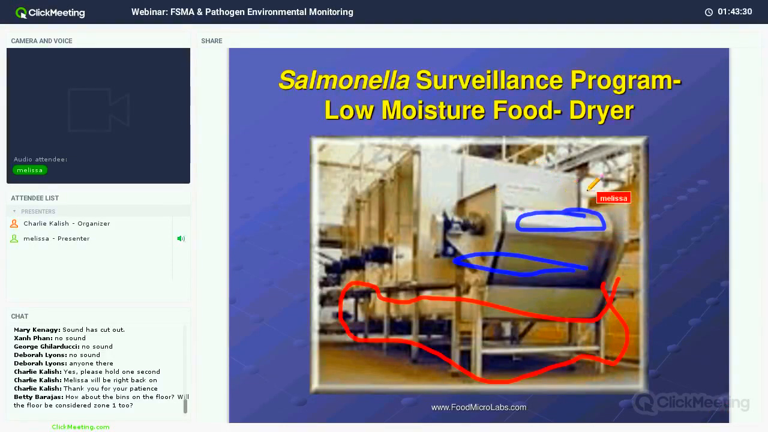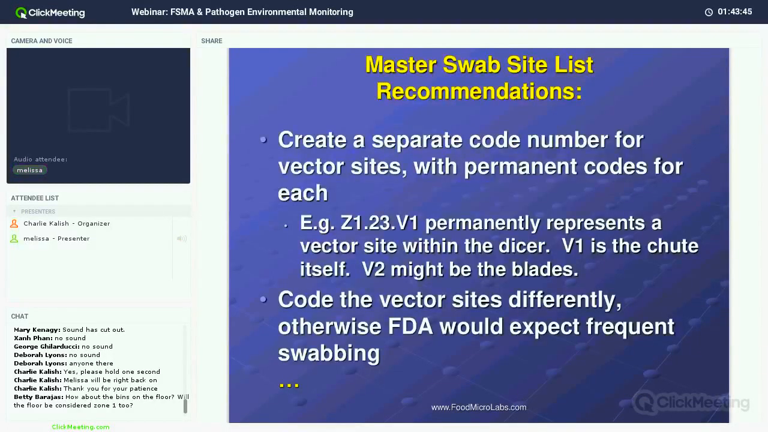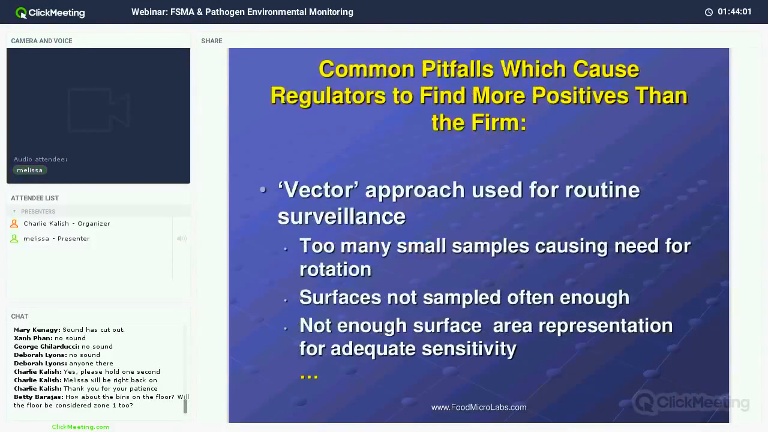Even these overhead surfaces above exposed product, here at either the inlet or exhaust from the dryer, are really zone 1 surfaces because contaminant could drip, drain, or be drawn from them. And so, we already talked about vectoring, and we want to make sure that we identify vector sites within the site as subordinate to the site they tie with. That's a good idea for being able to associate them with one another from time to time.